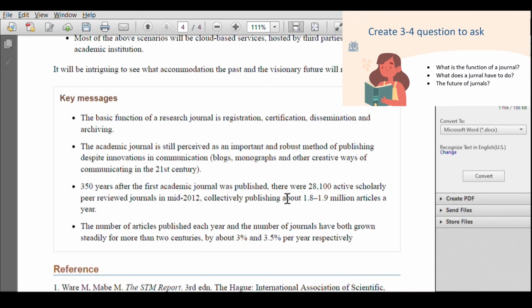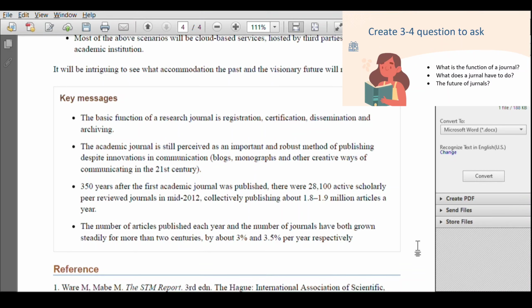For the first, what's the function of a journal? The basic function of a research journal is registration, certification, dissemination, and archiving. And the second, what does a journal have to do? The academic journal is still perceived as an important and robust method of publishing, despite innovation in communication, blogs, monographs, and other creative ways to communicate in the 21st century.